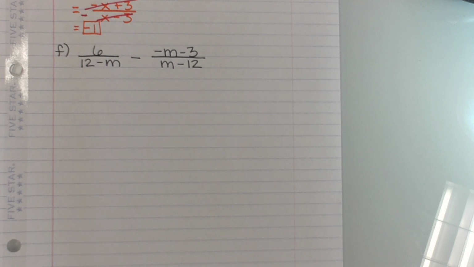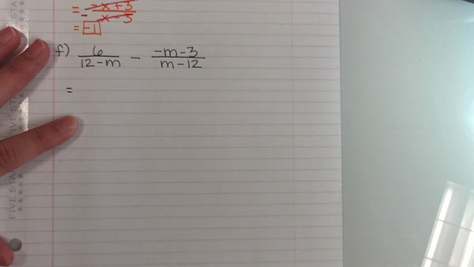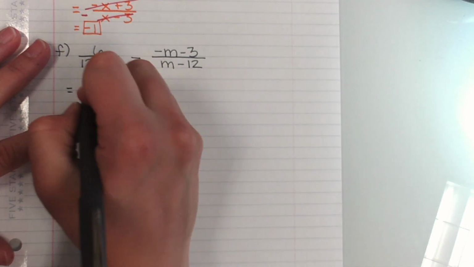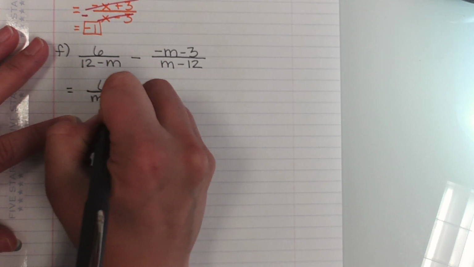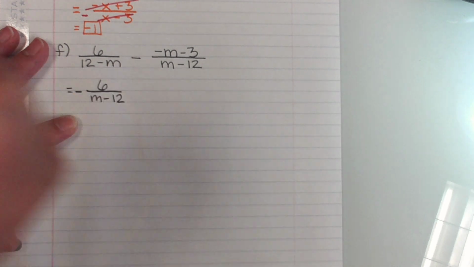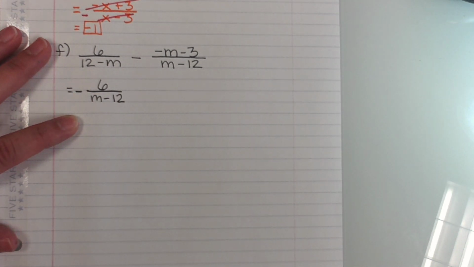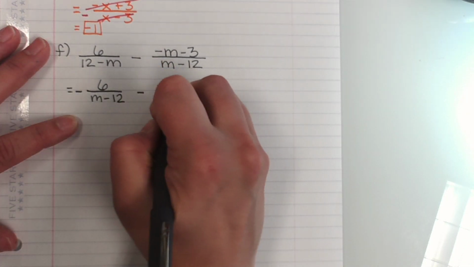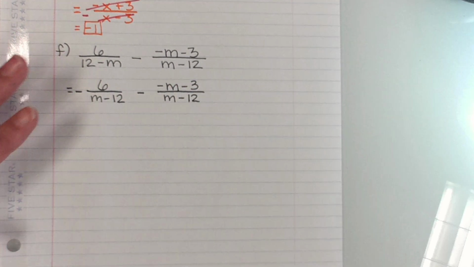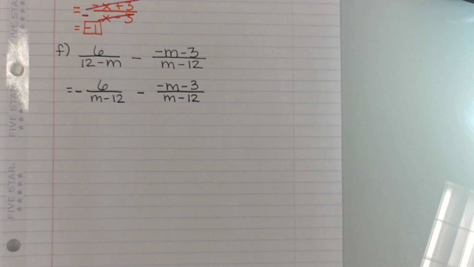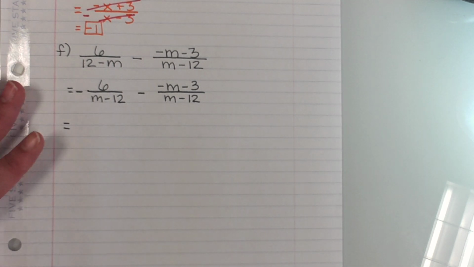To do that, we're going to essentially follow the idea of what we do with opposites. Opposites, the only difference about them is one is a negative version of the other. So when you come across that, I can change this denominator into m minus 12 if I put a negative in front of the fraction. Which gives me my common denominator to subtract.